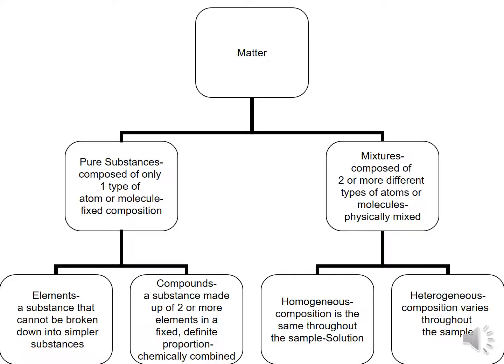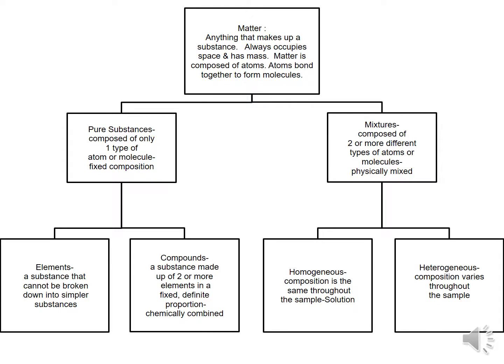Heterogeneous composition will vary throughout the sample, and so you will see different regions of a heterogeneous mixture having different properties and different composition. So in summary, matter is anything that makes up a substance, occupies space and has mass, is composed of atoms, or atoms bonded together to make molecules. There are two kinds of matter, pure substances and mixtures.